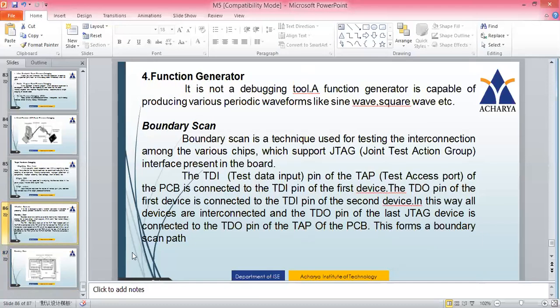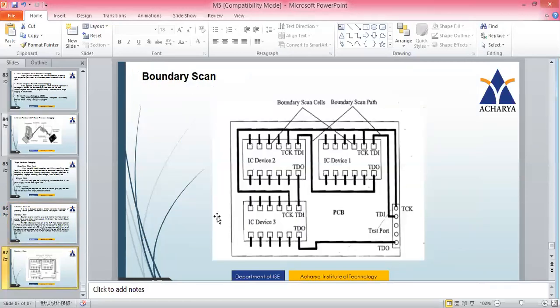So this forms a boundary scan path. This entire connection we call a boundary scan. And if at all there is any problem, you will not get back the signal. That ensures that there are some interconnection problems, so that we can debug that.